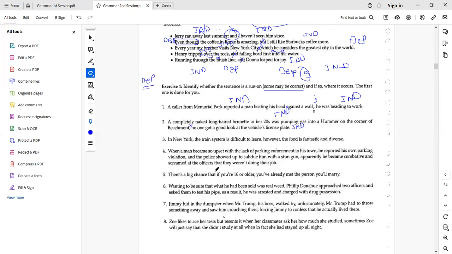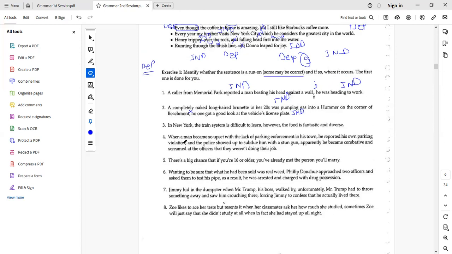The food is fantastic, and no, number three. In New York City, in New York. المفروض صح ستة تبقى full stop. So the problem here, صح؟ لأن in New York, the preposition phrase, the drain system is difficult to learn, this independent. However, the food is fantastic and diverse, this independent. So the comma is wrong. Okay, perfect حل.